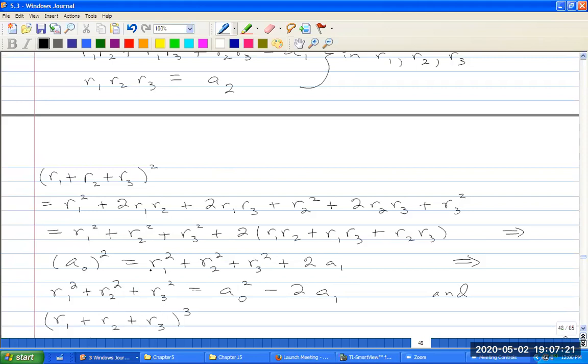Just like before, you could do R1 plus R2 plus R3 squared, which is just R1 squared plus R2 squared plus R3 squared plus 2 R1 R2 plus R1 R3 plus R2 R3. Well, R1 plus R2 plus R3 is just A0, so A0 squared equals the sum of R1 squared plus R2 squared plus R3 squared plus 2 times, well, again, this is A sub 1. So you get R1 squared plus R2 squared plus R3 squared is A sub 0 squared minus 2 A sub 1.